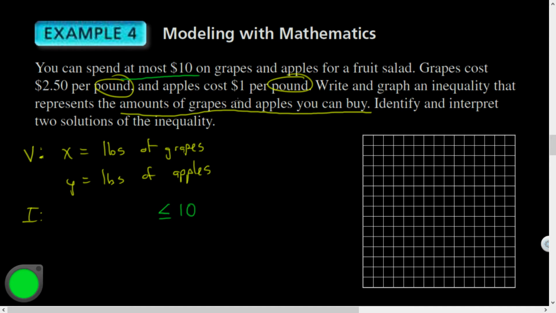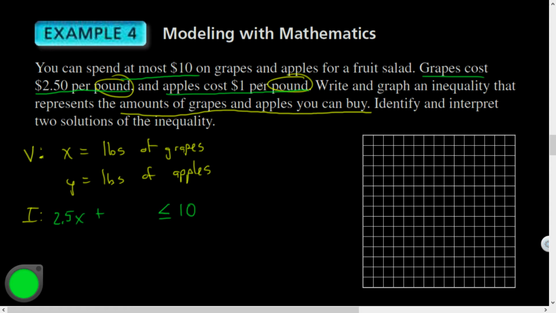Yeah, iced tea at a lemonade stand. What? See, it says grapes cost $2.50 per pound. All right, and apples cost $1 per pound. So let's see. I'm going to spend $2.50 or 2.5 multiplied by the number of pounds of grapes. So $2.50 per pound multiplied by the number of pounds.